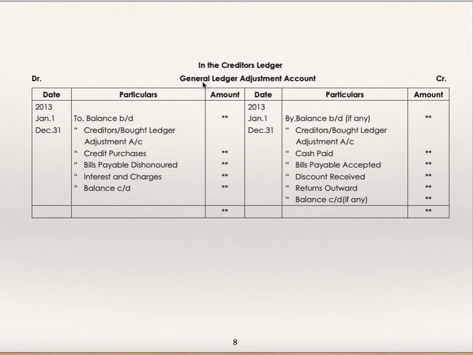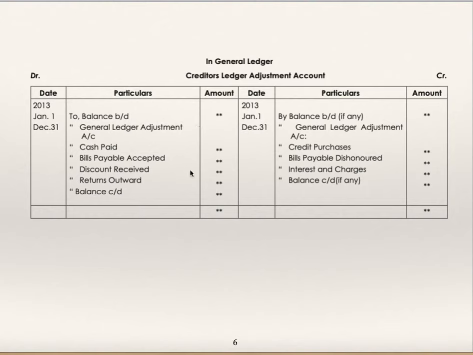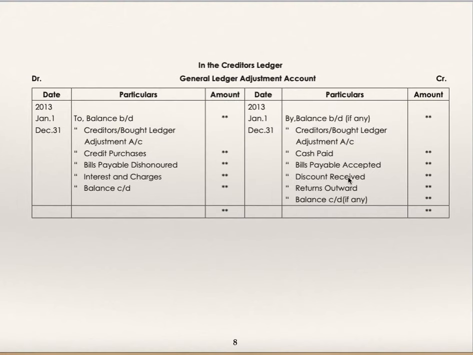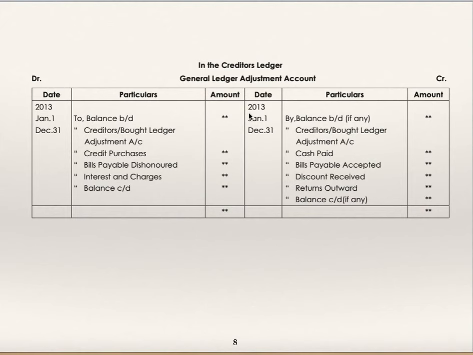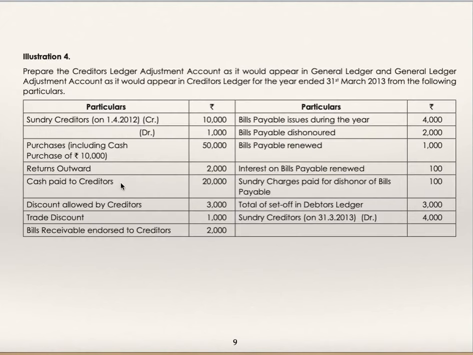In creditors ledger, the general ledger adjustment account is prepared. It is exactly the opposite, a mirror image of the creditors ledger adjustment account in general ledger. So whatever you have on the debit side in creditors ledger adjustment account, you will find on the credit side in general ledger adjustment account, and whatever you have on the credit side of creditors ledger adjustment account, you will find on the debit side of general ledger adjustment account.